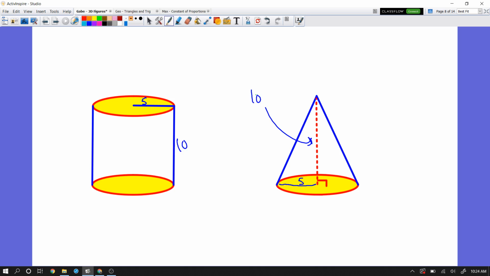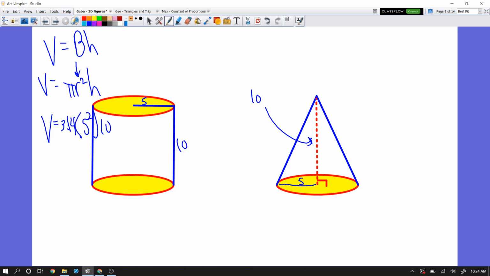So, volume equals area of the base times the height. Area of the base in this one is going to be pi r squared times the height of the cylinder. So V equals 3.14 times 5 squared times 10. Pi r squared times the height. Okay, so that's 3.14 times 25 times 10.